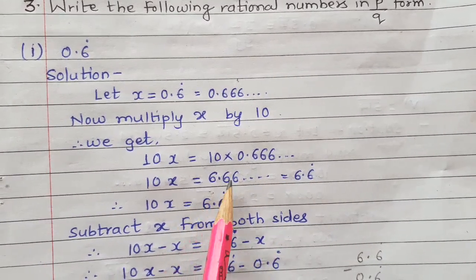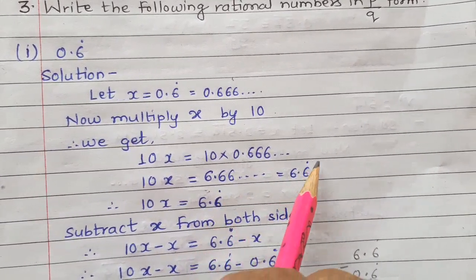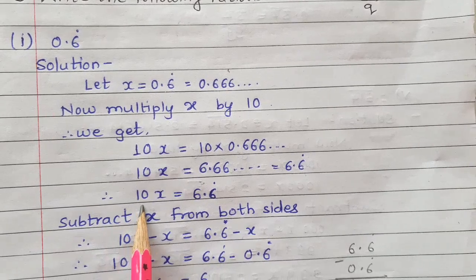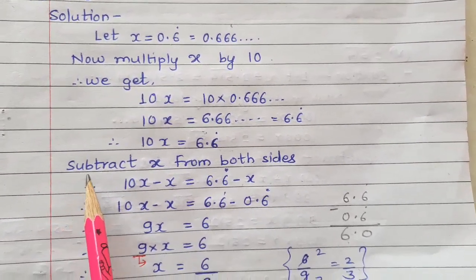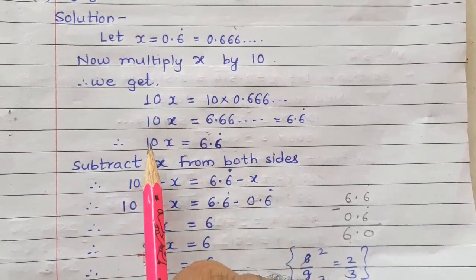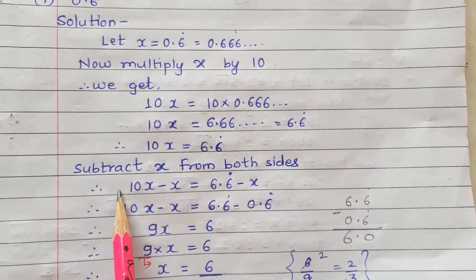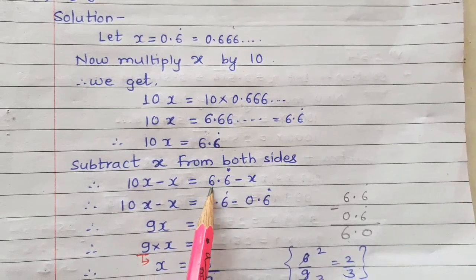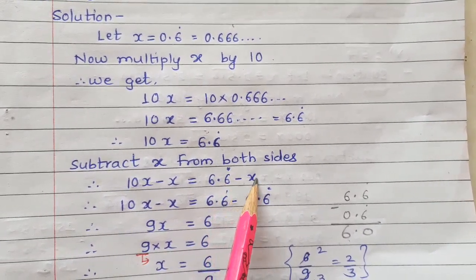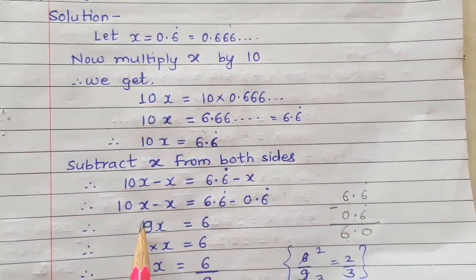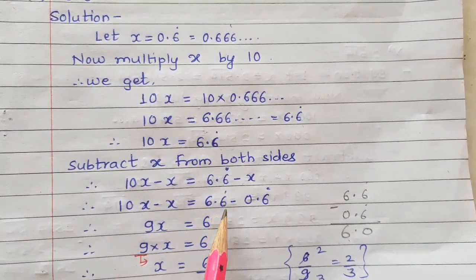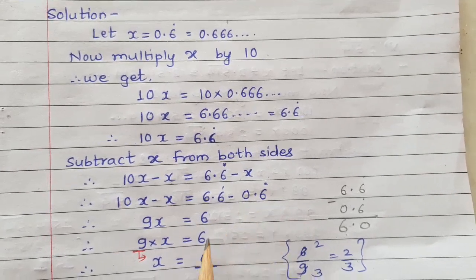6 is the recurring digit, so 10x is equal to 6.6 dot over 6. Now subtract x from both sides, left side and right side. Then we have 10x minus x is equal to 6.6 dot over 6 minus x. Put the value of x, that is 0.6 dot over 6. Then we have 10x minus x is equal to 6.6 dot over 6 minus 0.6 dot over 6.